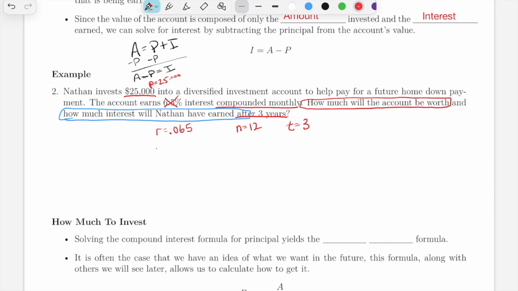We are going to use our formula, A equals P times (1 plus R over N) to the NT power. Again, it's a good idea to write this out every time until you have it memorized and you know the situations you're using this in. Let's go ahead and substitute all the numbers into this equation. Next, we'll put this into our calculator.